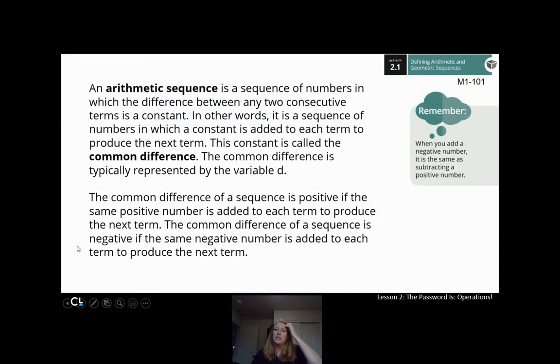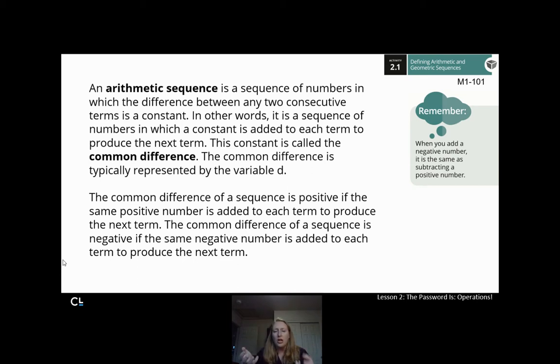So what this leads us to is a couple of important things. You've got some words that are in bold here, so they feel important and we want to make sure that we know what they are. The first thing is an arithmetic sequence. An arithmetic sequence is a sequence of numbers in which the difference between any two consecutive terms is constant. When we say two consecutive terms, we just mean two terms that are right next to each other. Here's one, here's the next one. In other words, it is a sequence of numbers in which a constant is added to each term to produce the next term.